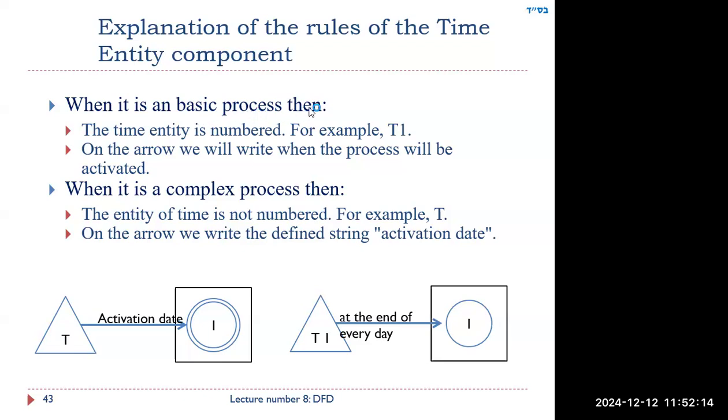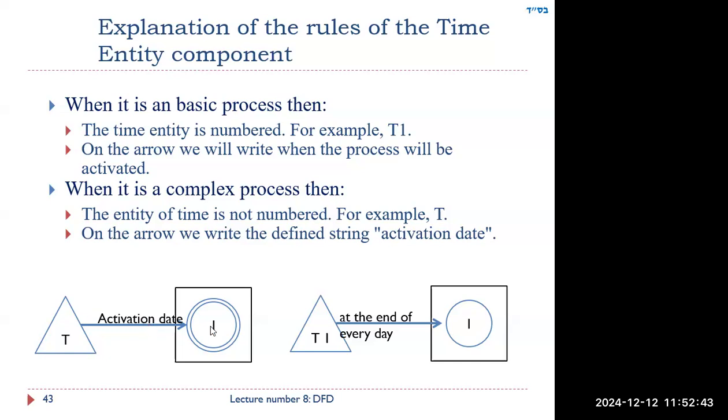Explanation of the rules of time entities. When it is a basic process, then the time entity is numbered. For example, T1. On the arrow, we will write what the process will be. We will write when the process will be activated. So we write T. This is here. T basic. We write T, and we write at the end of every day, because we're finally explaining what's actually happening. At the end of every day, do this basic thing.